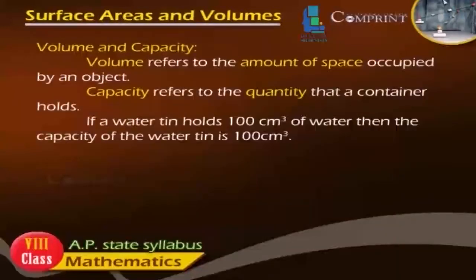Volume and capacity. Volume refers to the amount of space occupied by an object. Capacity refers to the quantity that a container holds. If a water tin holds 100 centimeter cube of water, then the capacity of the water tin is 100 centimeter cube.